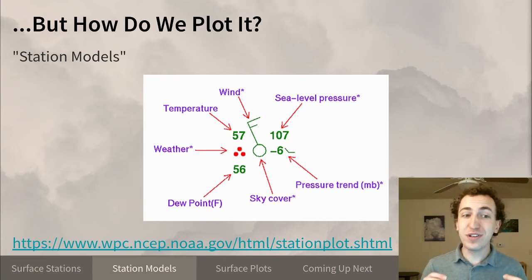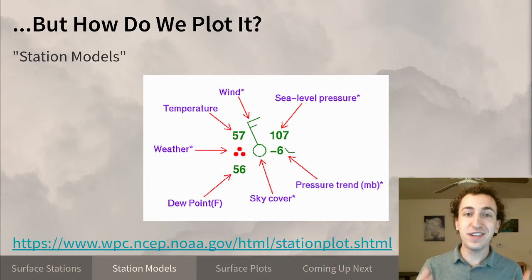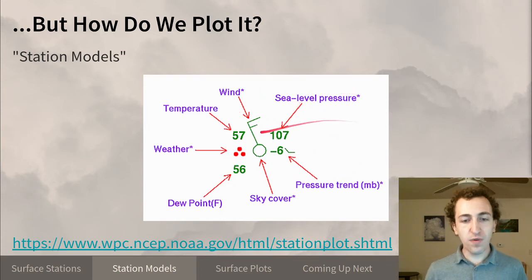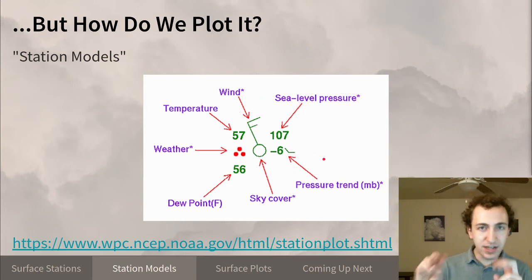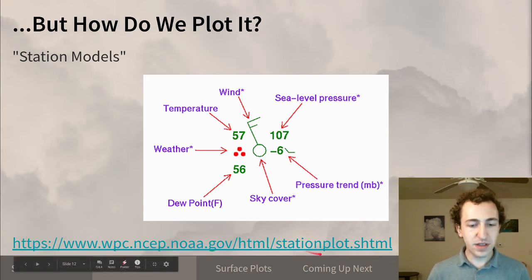The key thing for surface stations is we use these things called station models. These are the kind of figures that we use to represent an individual station. And here is a general overview of what these station models look like. This link is a really good one. It will be in this video's description and on Canvas.